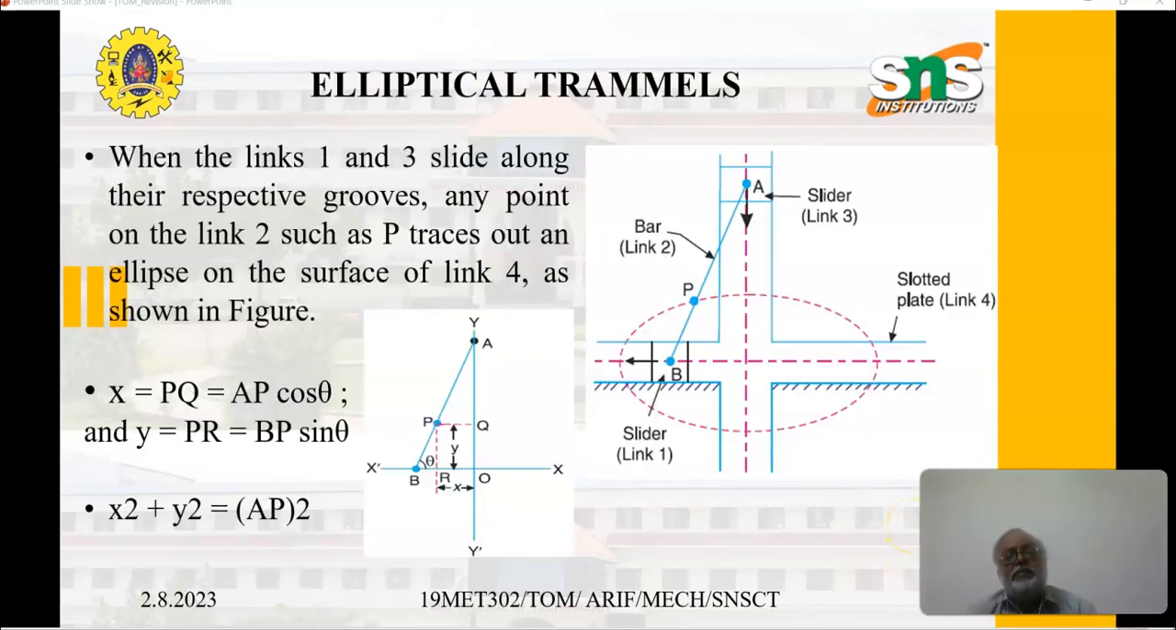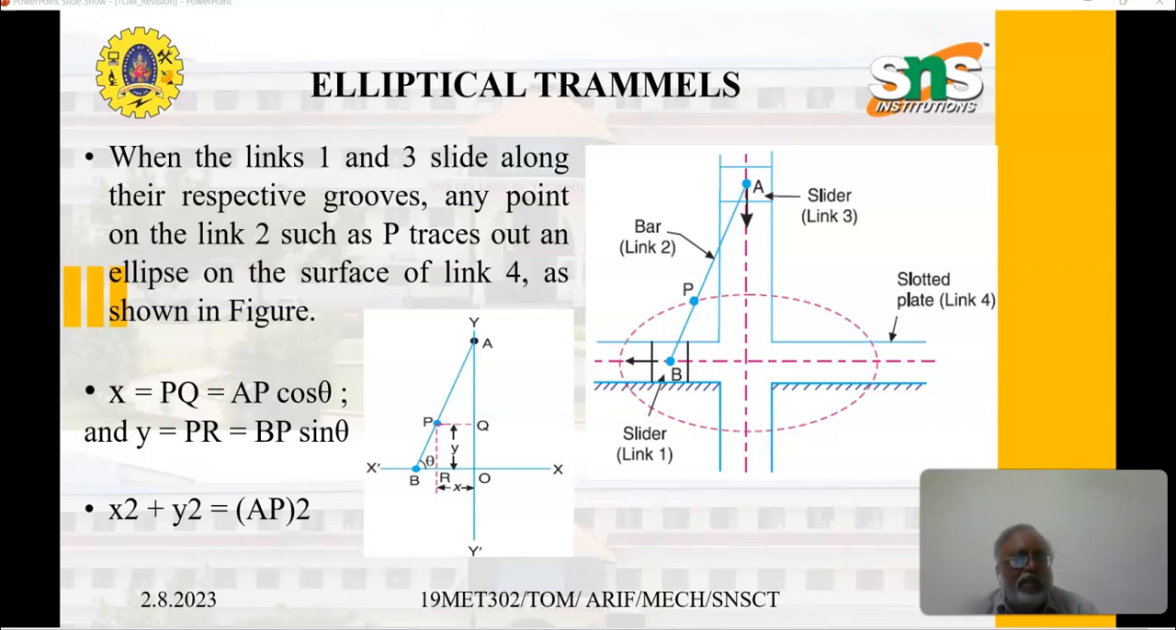Here, this picture shows how the elliptical trammel works. When links 1 and 3 slide along their respective grooves, any point on link 2, such as P, traces out an ellipse on the surface of link 4. It is shown in the figure.